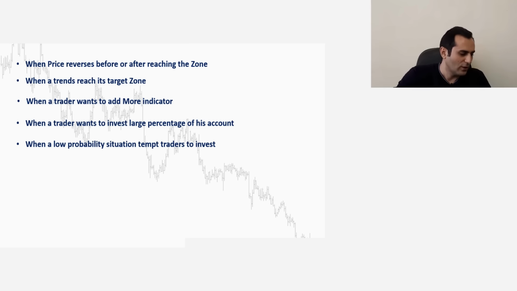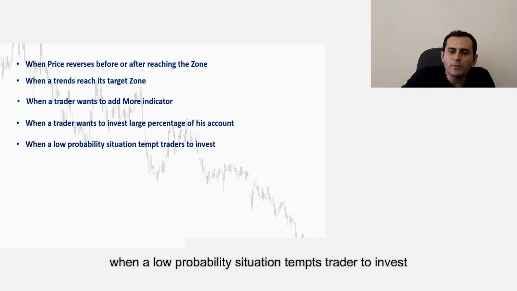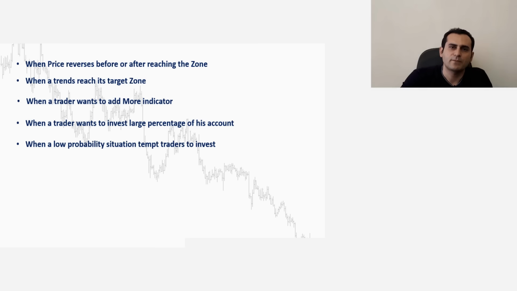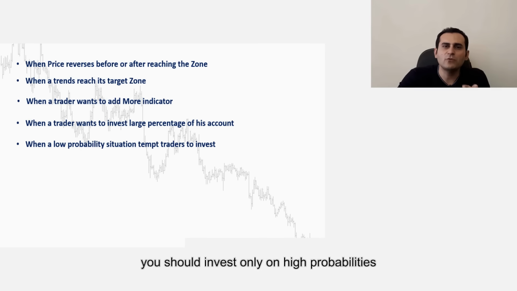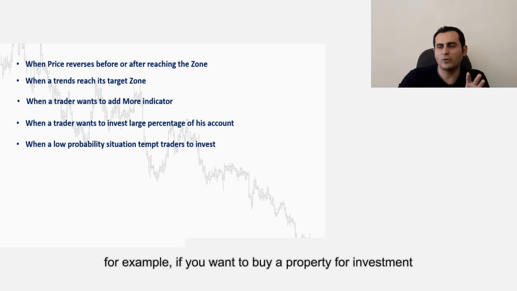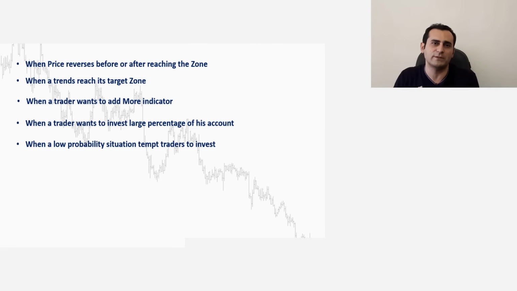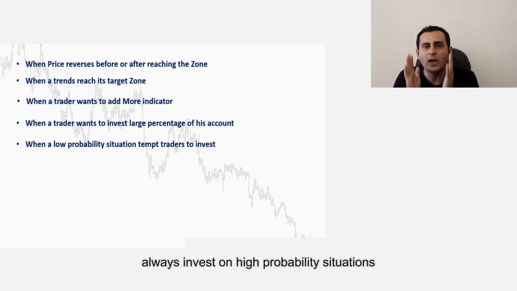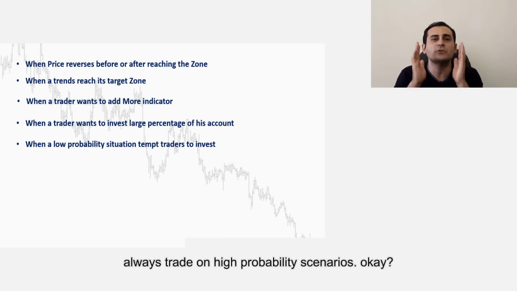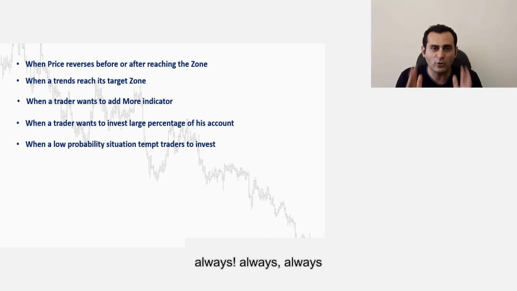The next one. When a low probability situation tempts a trader to invest. As a trader or investor, you should invest only on high probabilities. For example, if you want to buy a property for investment, you should buy a property that most likely will increase its value. Okay? Not low probabilities. Always invest on high probability situations. Always trade on high probability scenarios. Okay? Always, always, always.